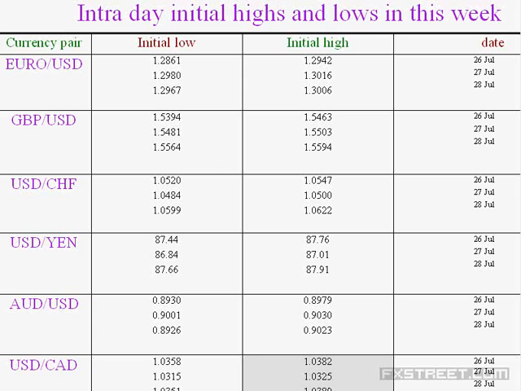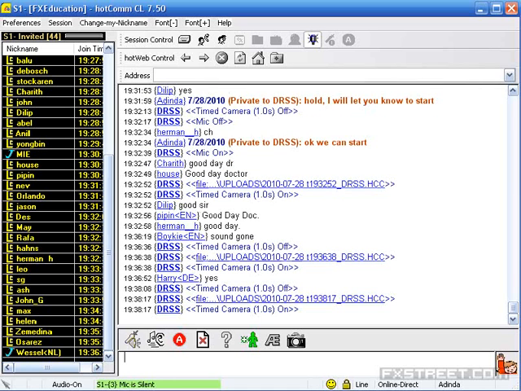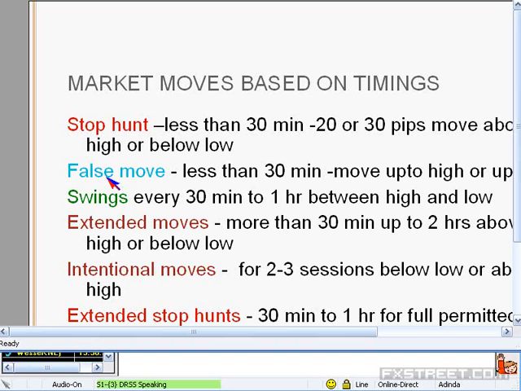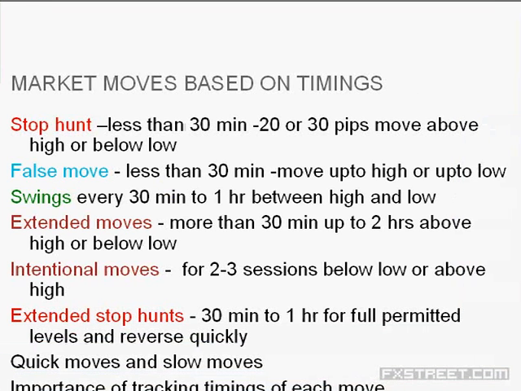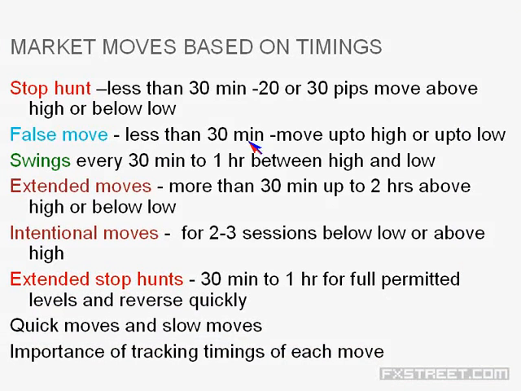Okay, I'll go to the next type of move, the false move. It is also a move which takes less than 30 minutes. So both types of moves, stop-ins and false moves, take less than 30 minutes. But they move up to the high or the low and then reverse and immediately hit the opposite side.